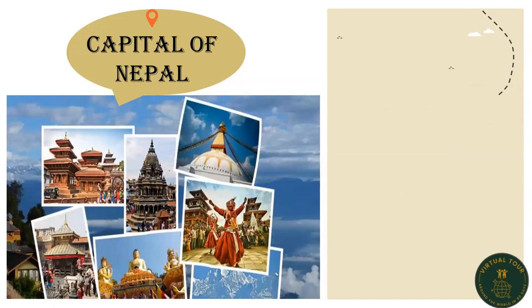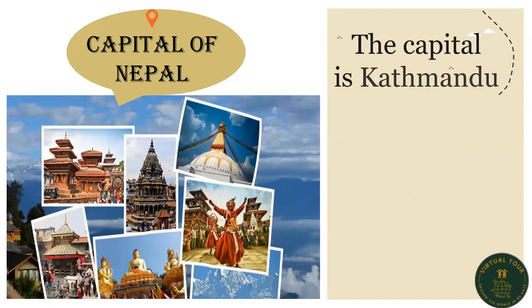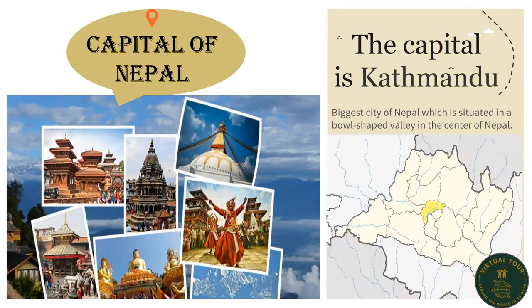Okay, talking about the capital, you have already told that the capital is Kathmandu. It is also the biggest city of Nepal, which is situated in a bowl-shaped valley in the center of Nepal. Here the yellow region, which is highlighted, is Kathmandu, and it lies just in the center of Nepal.